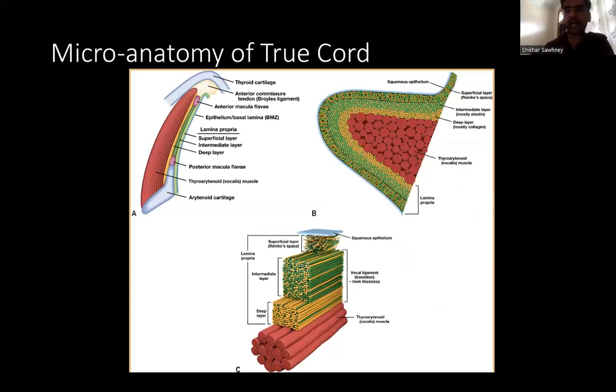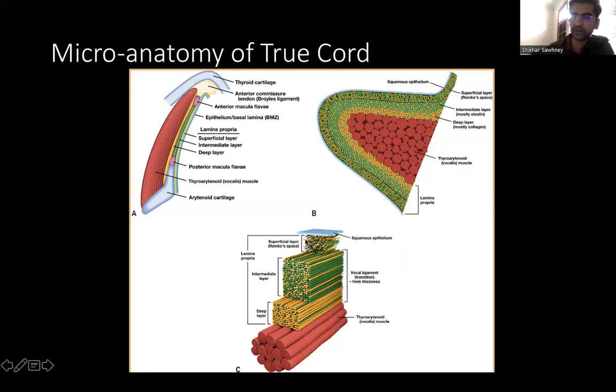Talking about the microanatomy of true vocal cords, now these true vocal cords are layered structures. They have 5 layers to them. The superficial most layer is formed by the squamous epithelium. Deep to it is the lamina propria, which is again divided into the superficial layer, intermediate layer, and the deep layer. And the deepmost part is the thyroarytenoid muscle or the vocalis muscle.